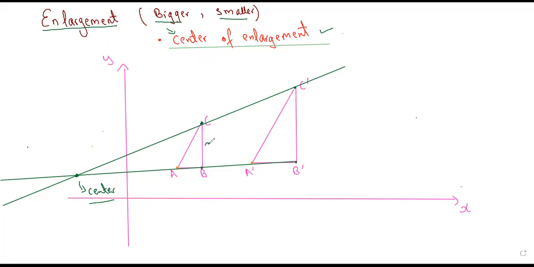So this is your object and this is your image. For finding out the center of enlargement, you need to make two lines. For these two lines, you need to have two pairs of points. So for the first one, I picked up C and C dash. For the second one, I chose B and B dash, okay? So I made line 1 and line 2, and their intersection is basically the center of enlargement, right? Did you understand this? Yes, ma'am, it's clear. Okay, very good.